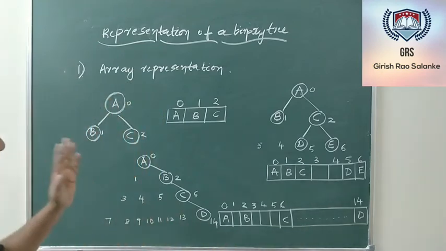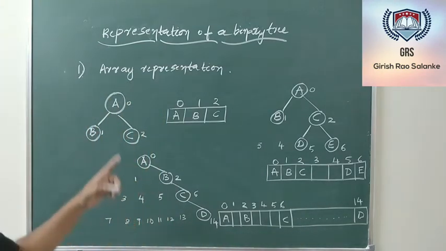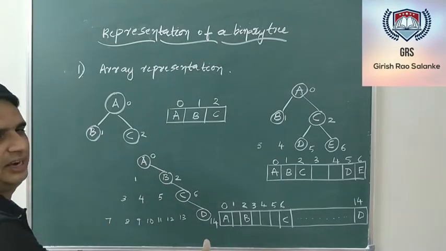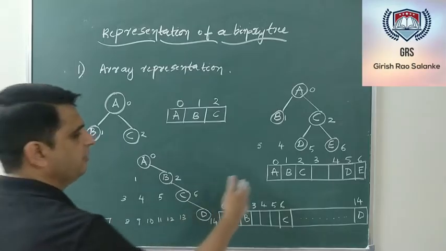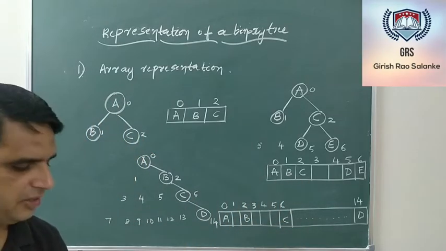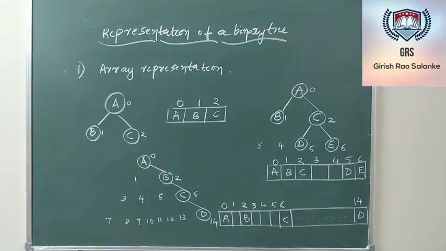So this is about how to represent an array. If the tree is complete, then okay, you can go for the array representation. If it is being skewed on only one side, if it is built on only one side, then we have a maximum wastage of memory. So this is the first way of representing the tree using an array.